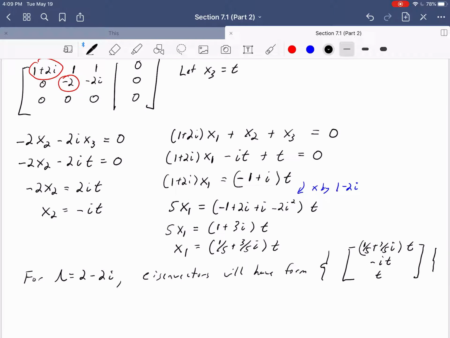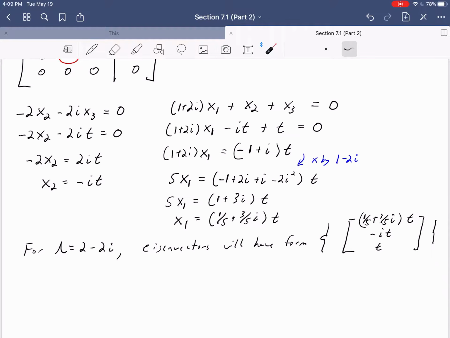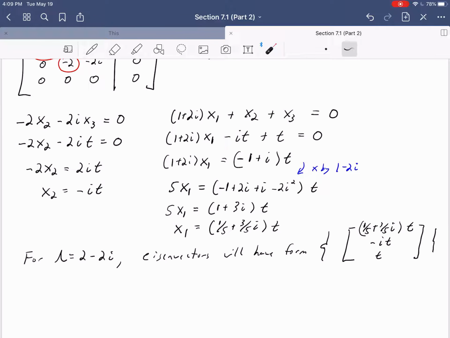So the eigenvectors here: you can choose anything for t, but then the second component needs to be negative i times t, and the top component needs to be 1/5 plus 3/5 i times that t value. Now, we're going to go ahead and do this one more time for this example with the other eigenvalue, 2 plus 2i, which was the complex conjugate of this eigenvalue.